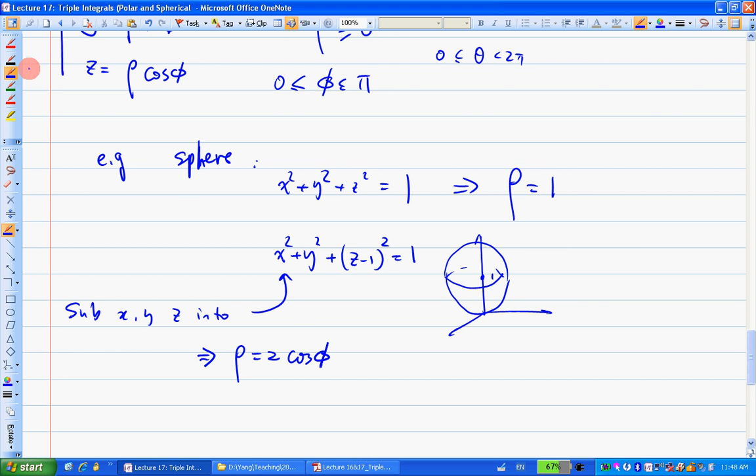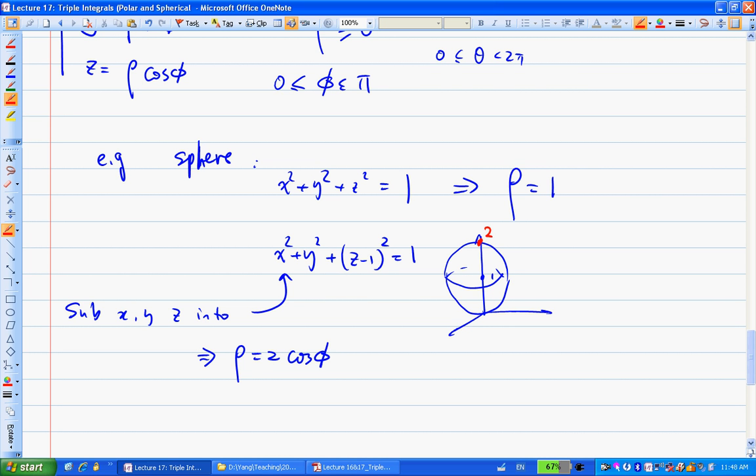I'm going to show you where this is from. Rho equal to 2 cosine phi, right? So let's see. This is a sphere. I just draw it here. What is the top intersection point here? The z here is equal to 2. Okay?